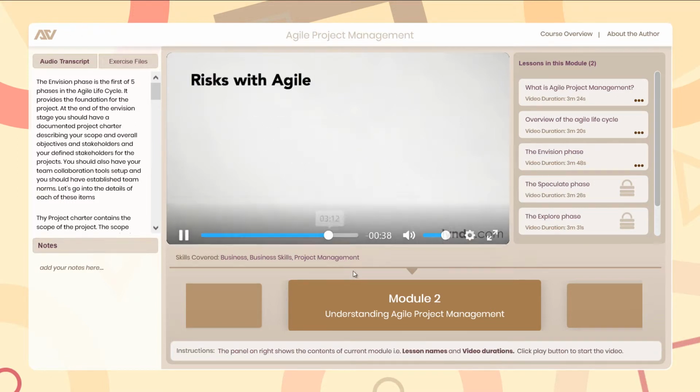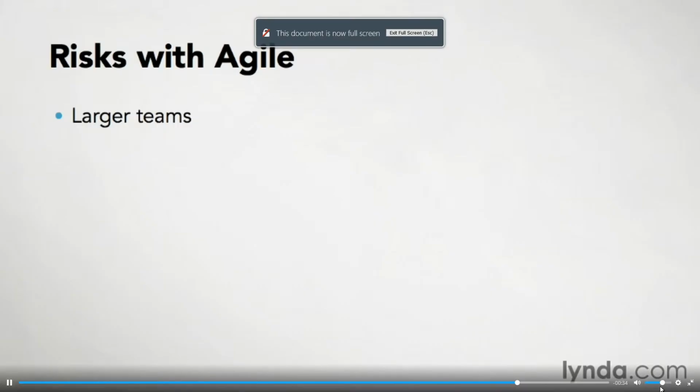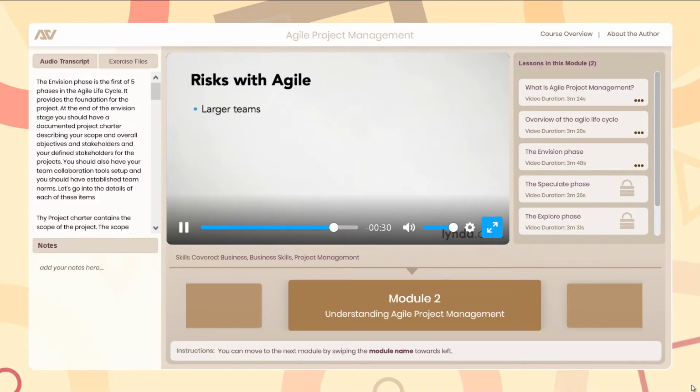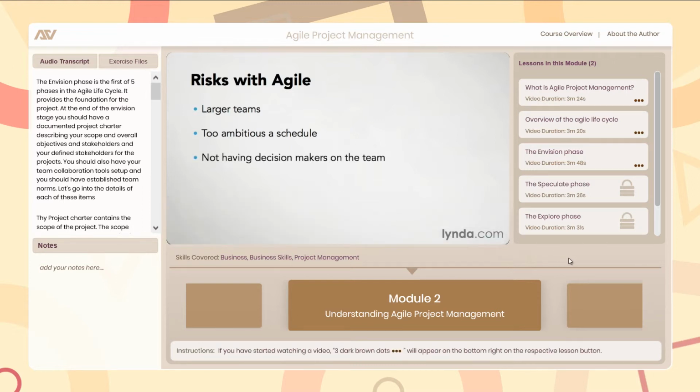During the larger teams introduce risk, as the coordination between larger numbers of people and the features they produce is much more difficult. Most of the risk with Agile projects comes from having too ambitious a schedule for feature production, or not having people on the team that can make decisions without waiting for management approval.